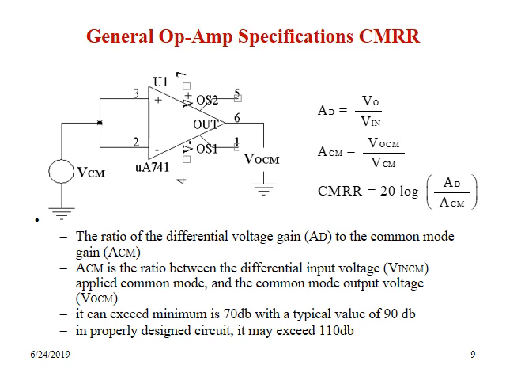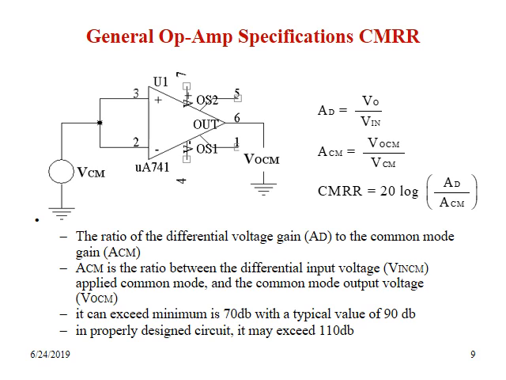Now what is CMRR? CMRR is nothing but common mode rejection ratio. It is the ratio of differential voltage gain AD to the common mode gain, known as ACM. ACM is the ratio between the common mode output voltage VOCM and the differential input applied as common mode. It can exceed 70 dB to 90 dB. In a properly designed circuit, we can have CMRR even greater than 100 dB.